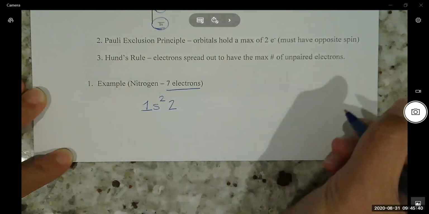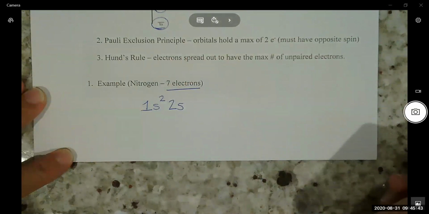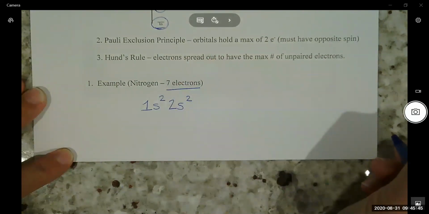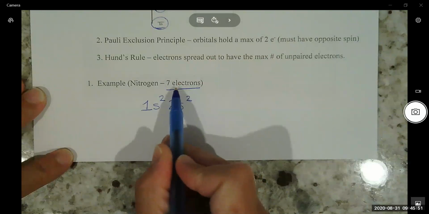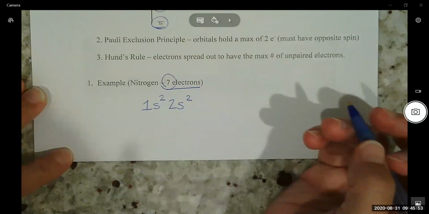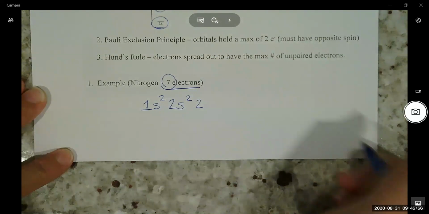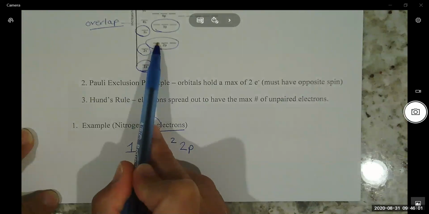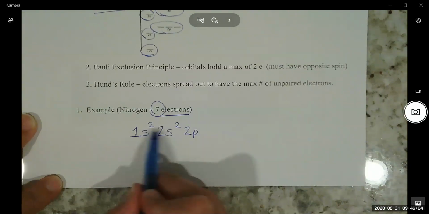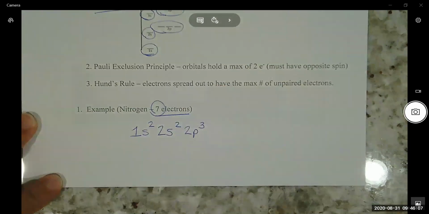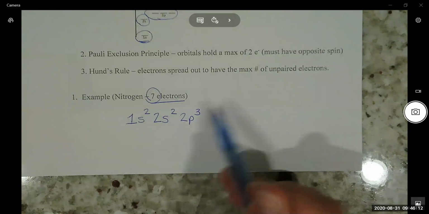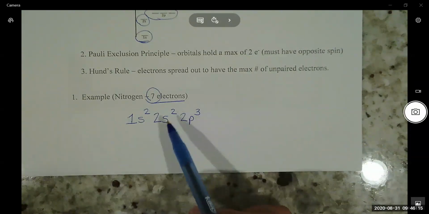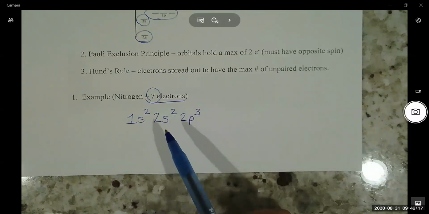So now I'm going to go to energy level number 2. The first sublevel to fill in is S. It can hold 2 electrons because it has 1 orbital. So now I have 1s2, 2s2, that's 4 total electrons. I need to get to 7, so I need to keep going. My next sublevel to fill up, I filled up 1s, I filled up 2s, now I'm going to fill up 2p. Now I've got 4 electrons here, so I need 7 total, so I only need 3 electrons in that energy level. So my electron configuration is 1s2, 2s2, 2p3.